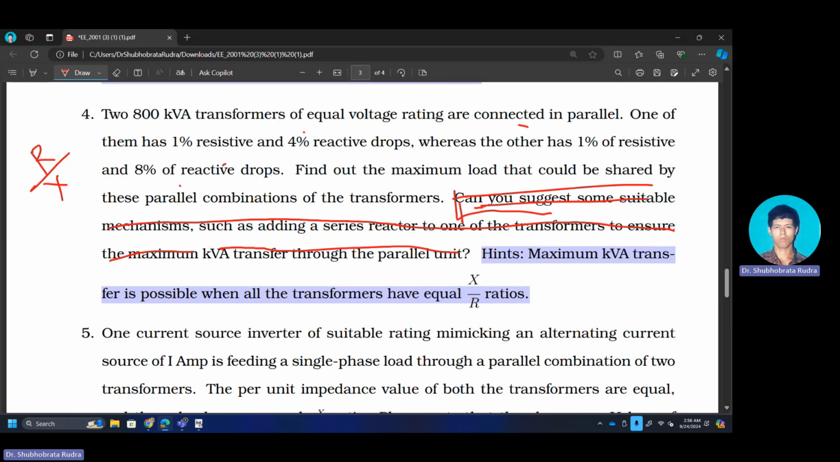Just like the previous one, here also you have to find out the maximum load. But there is a little catch here. These two transformers, having different values of their corresponding impedance, will share current of different phase.